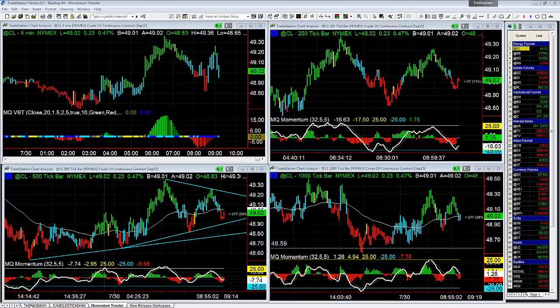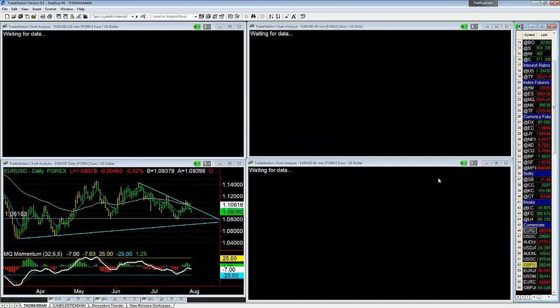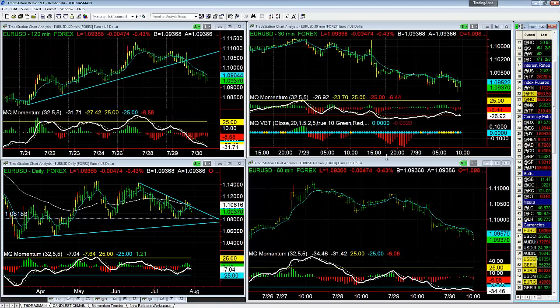First things first, as usual, let's take a look at the Euro US dollar. We're watching, by the way, as well with crude oil for a 30-minute bear flag. That would take place in about 20 minutes, though. Euro US dollar still cruising on down. Momentum still looks weak on the 240s and the 120s.